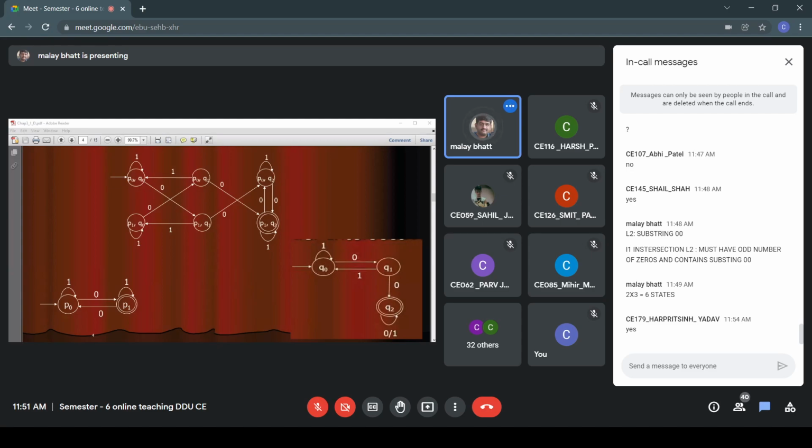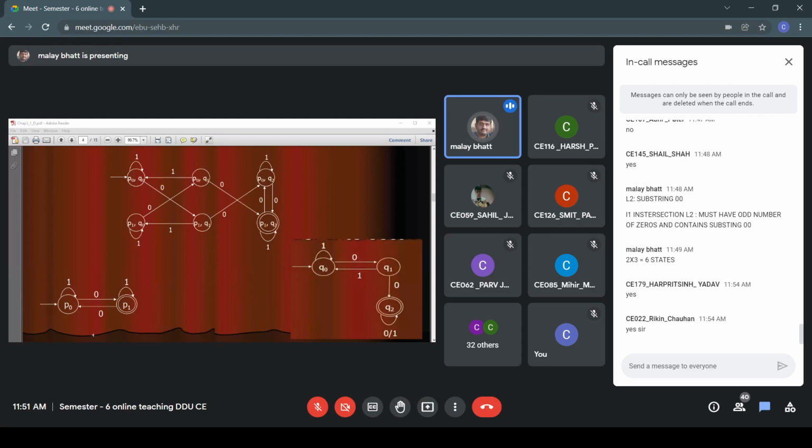Okay, now from P0 Q0, the new state which is reachable is P1 Q1, right? Here we have to be careful that we only consider the states which are reachable from the original state. So P1 Q1 is reachable from P0 Q0. Now we solve P1 Q1 for input 0 and 1.